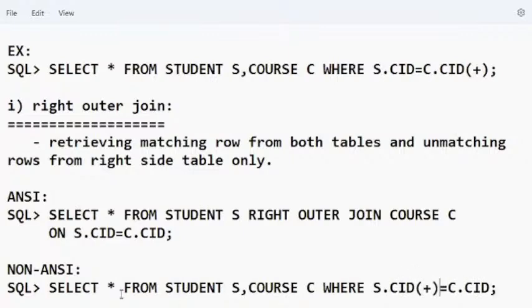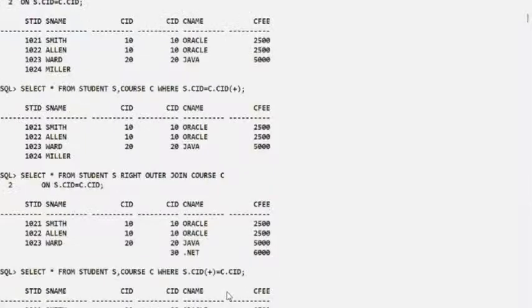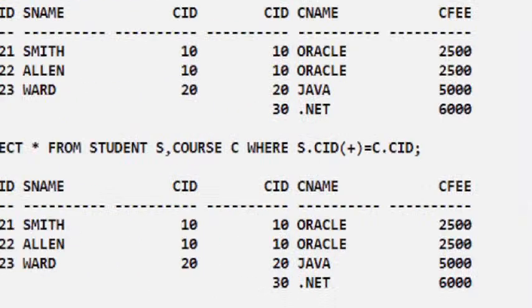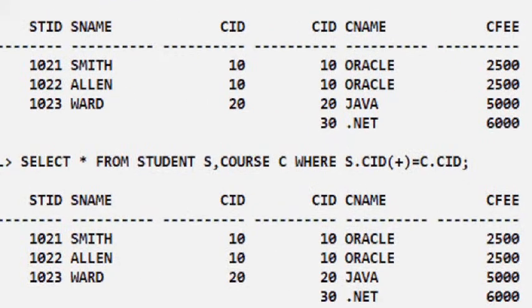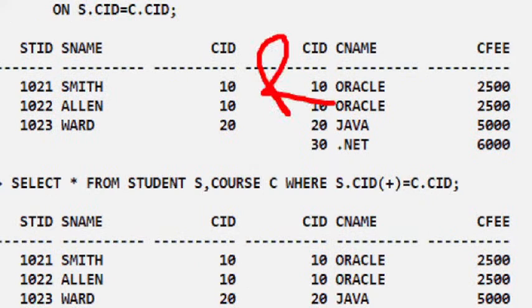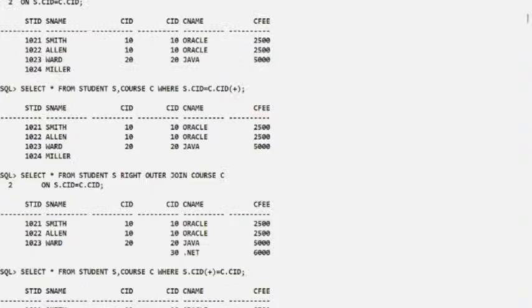If you see this non-ANSI, it's right outer join in non-ANSI format. I just executed it here. The same output, yes or no? Yes. So right outer join in ANSI, and right outer join in non-ANSI.